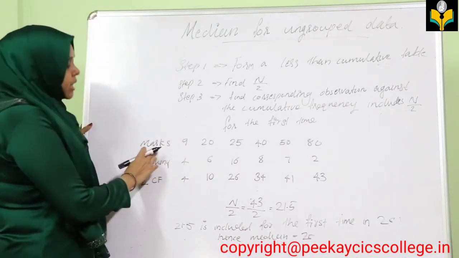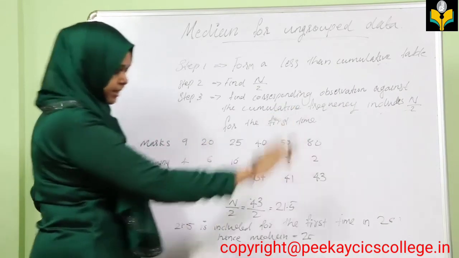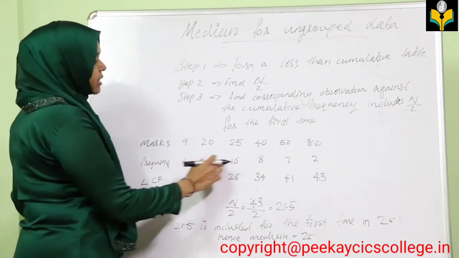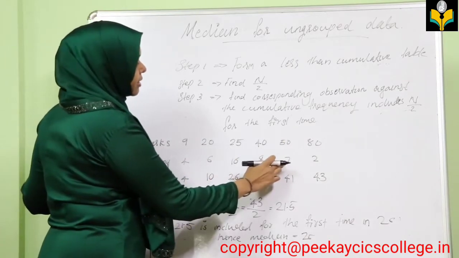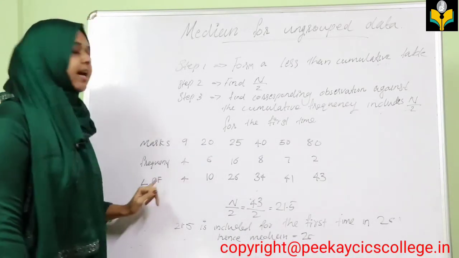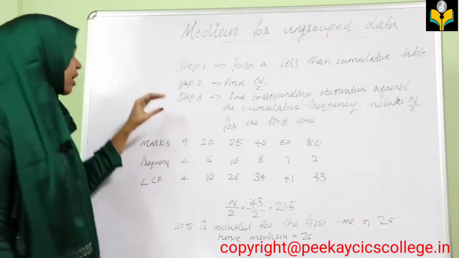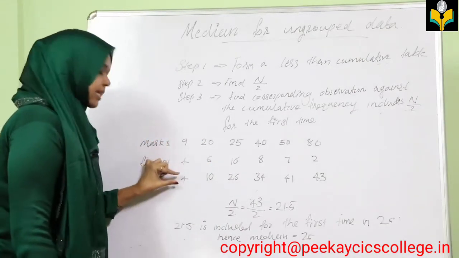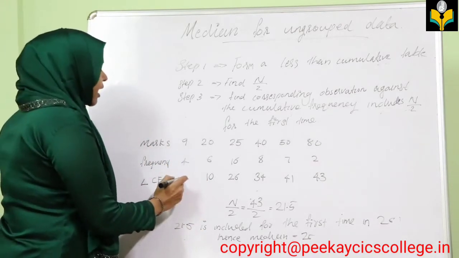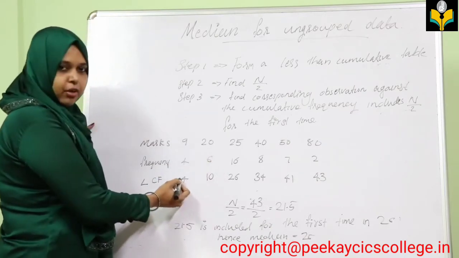The problem is: marks are 9, 20, 25, 40, 50 and 80, and the frequencies are 4, 6, 16, 8, 7, 2. So the first step is to find the less than cumulative frequency. To find it, first we write the first frequency as itself. Then you have to add the next frequency to the first frequency.